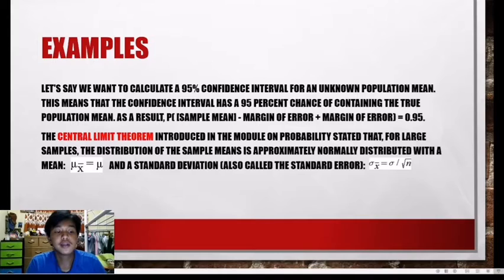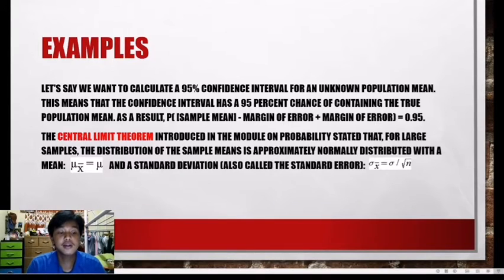For example, let's say we want to calculate a 95% confidence interval for an unknown population mean. This means that the confidence interval has a 95% chance of containing the true population mean. As a result, P(sample mean - margin of error < mean < sample mean + margin of error) is equal to 0.95.